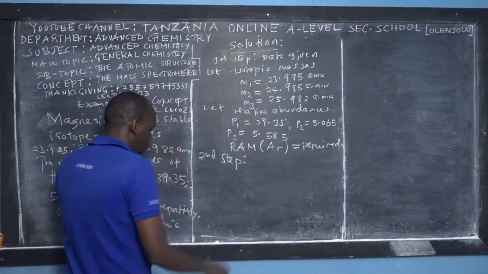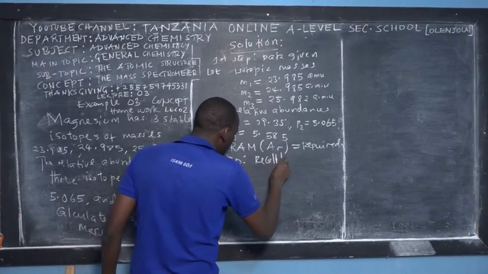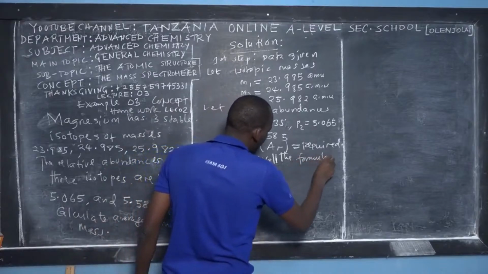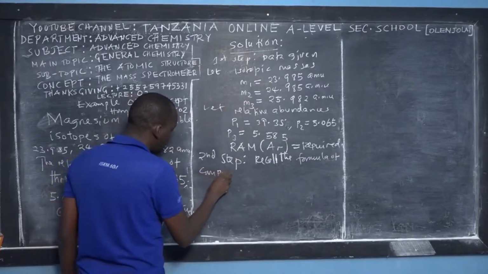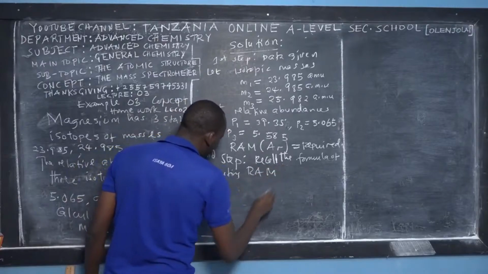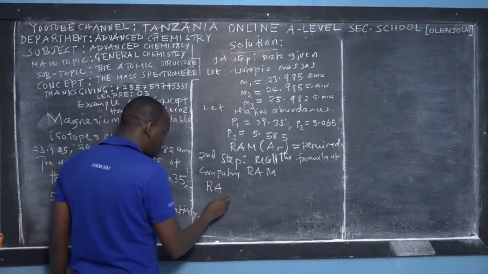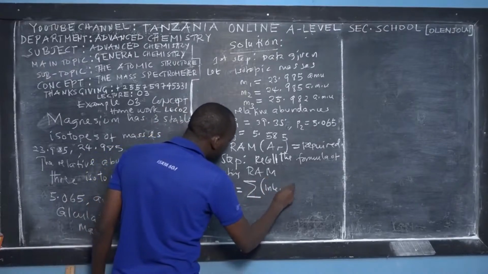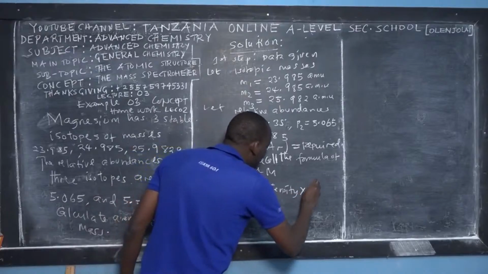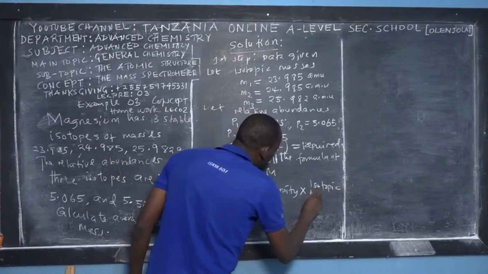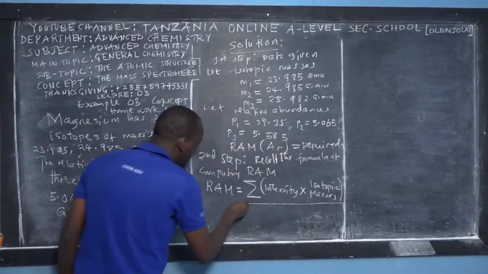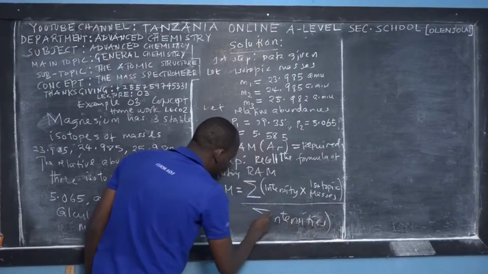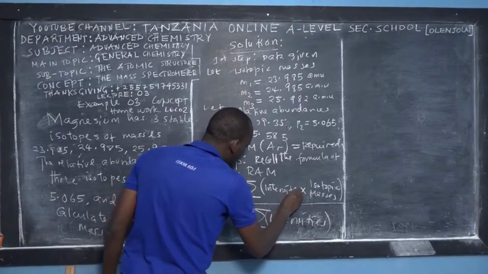So the second step, let us recall the formula for computing relative atomic mass in mass spectrometry. As I told you in lecture 2, relative atomic mass is given as the summation of the product of intensity times isotopic mass, divided by the summation of intensities. Because there is more than one, the plural word is intensities.